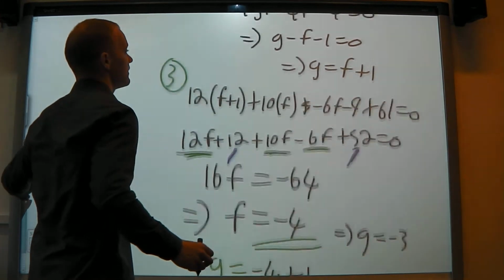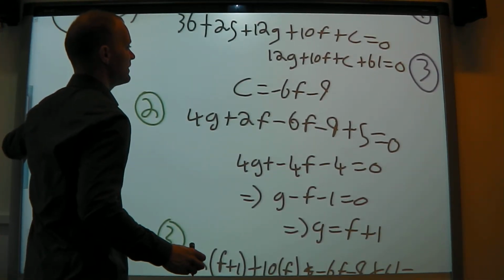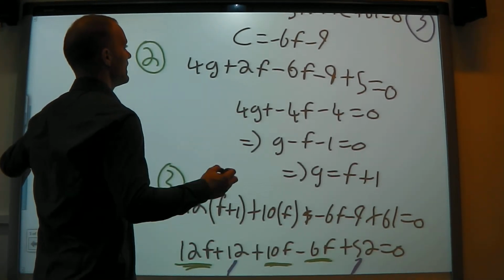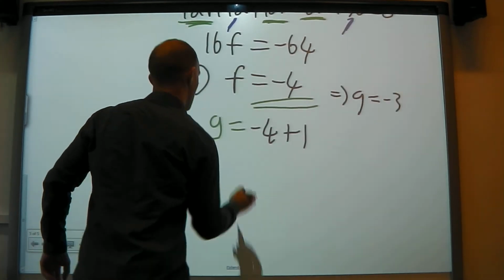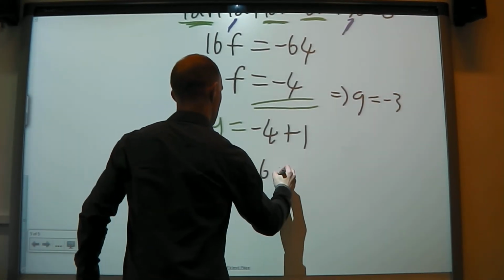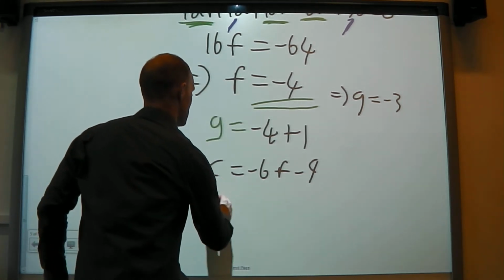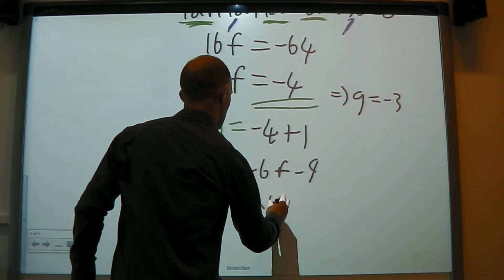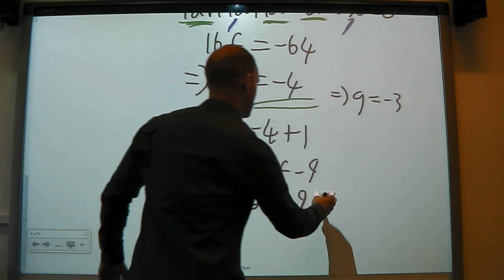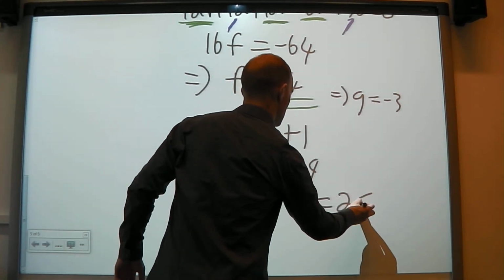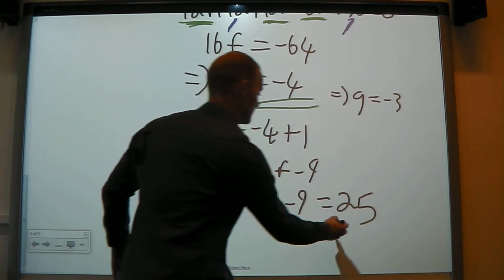Now we have an equation for c on its own here. c will be equal to negative 6 times f, minus 9. And we have f as negative 4, so c is equal to 24 minus 9, which is equal to 15, which is a very nice number. You know when you start seeing numbers like this you've got it right.